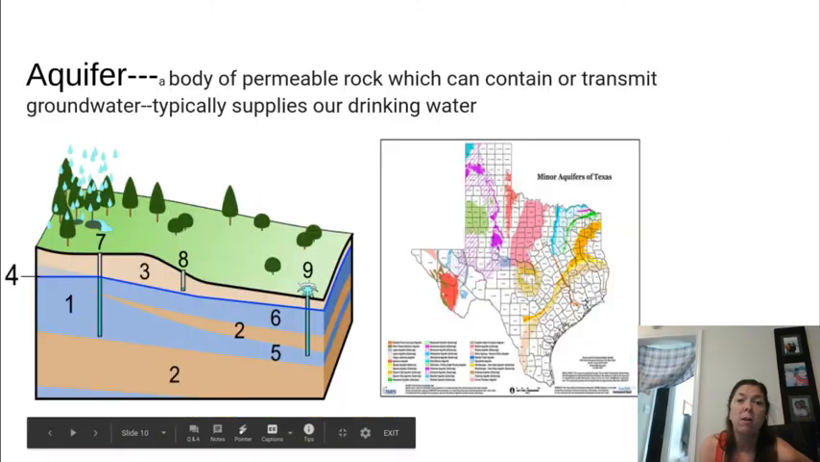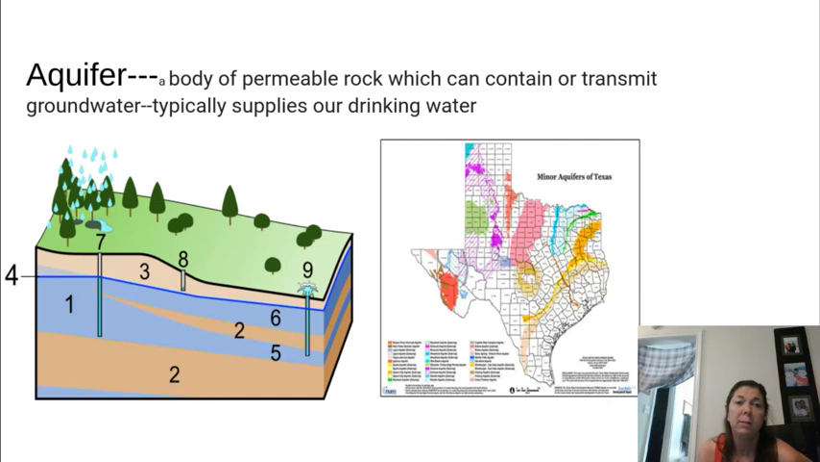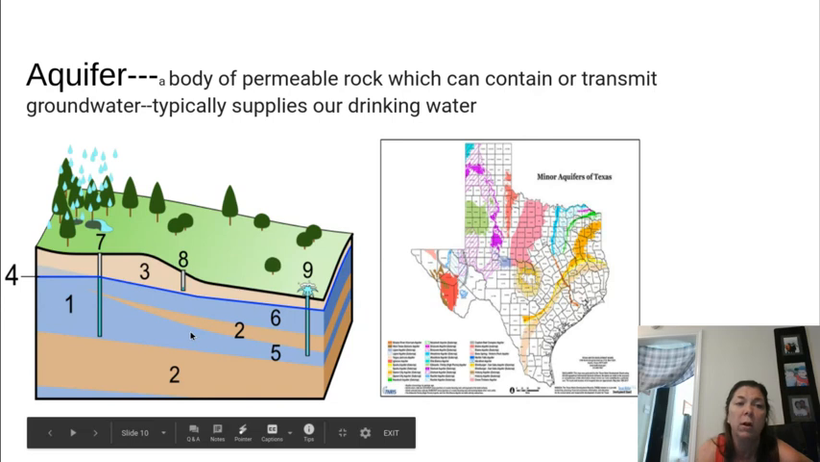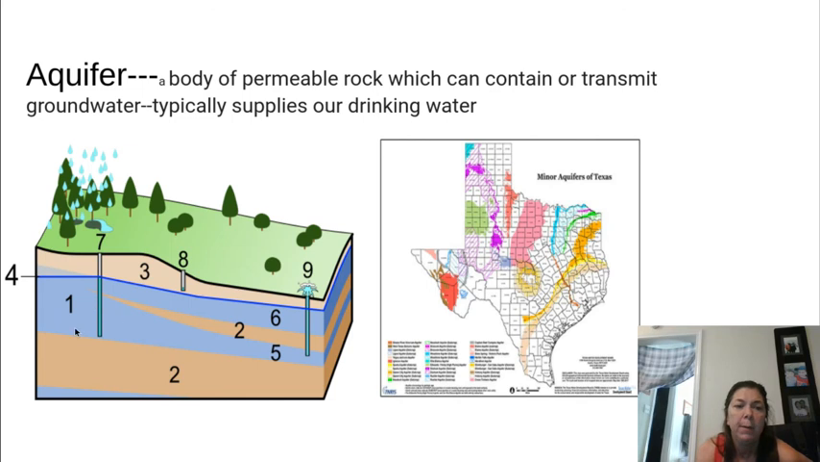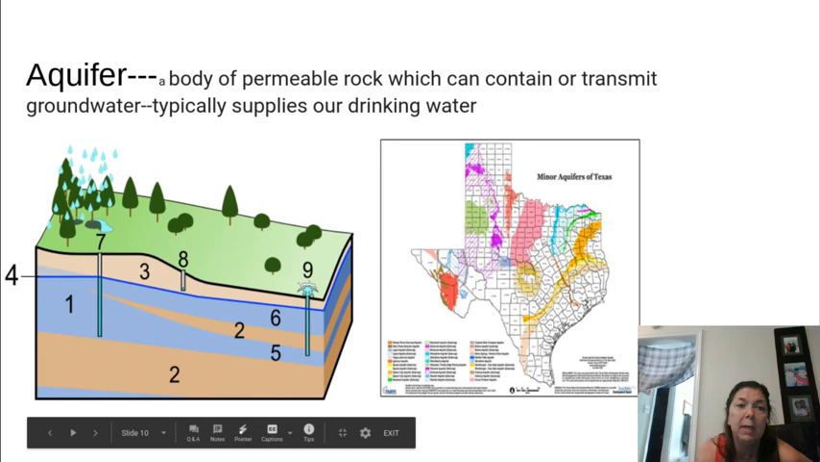All right. An aquifer, here you go. This is one of your vocabulary words. Simply, it's a body of permeable rock which can contain or transmit groundwater. So in this picture here, this would be considered your aquifer because it's a layer of rock that would be permeable, okay, because it has allowed the surface water to drain through, and it goes through, and then eventually it's going to reach a layer of rock that is impermeable, okay, which will not allow the water to run through. And then that's basically where you get those pockets of water, okay?